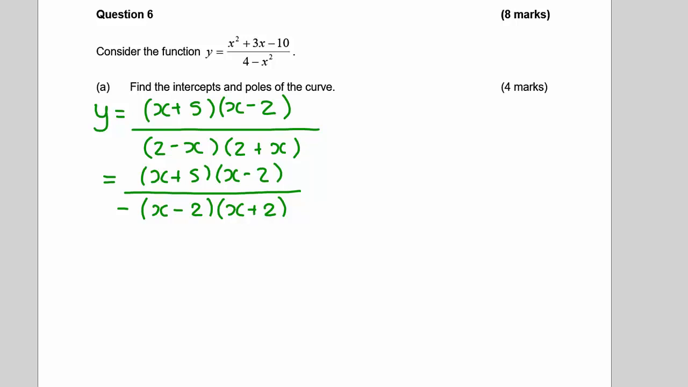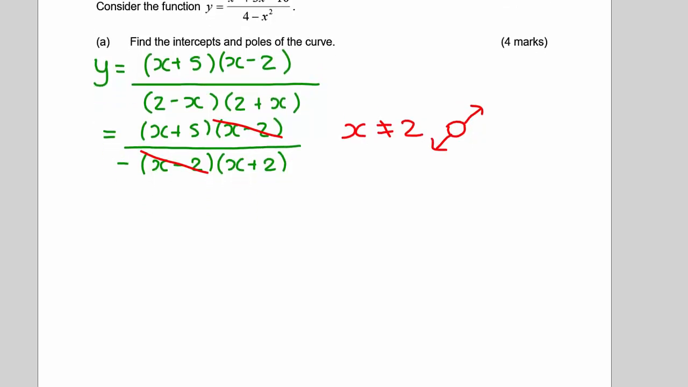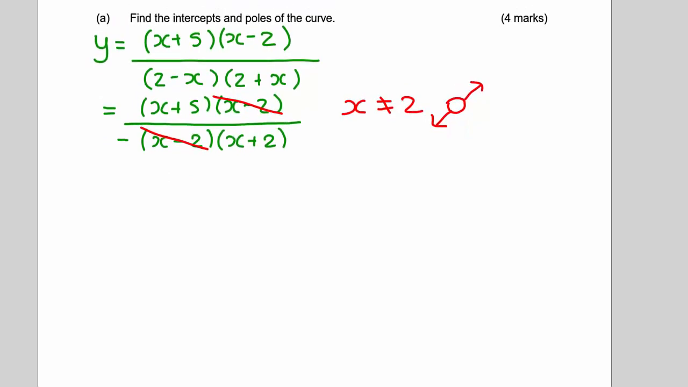Now, looking at that, it looks like I can cancel that and that, but if I do, I have to remember that x cannot equal 2. I have to remember this, okay? And given that x cannot equal 2, that's one of those bits in the graph where we would have a hole. Okay, that's what that would give me. An anomaly or a singularity is the official term. Okay, so now I'm left with what looks like a fairly nice fraction.